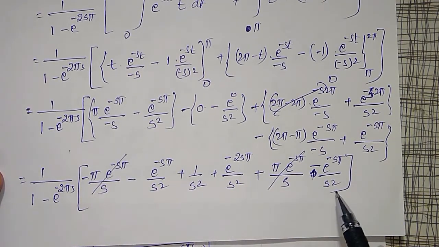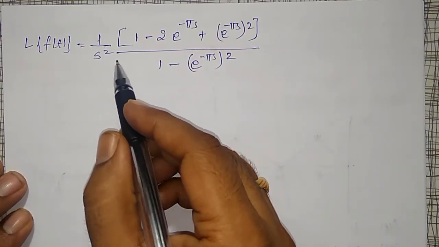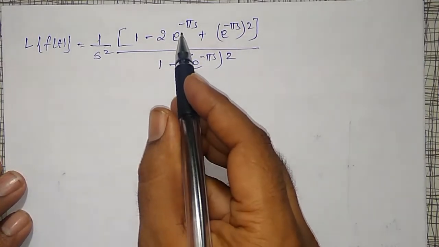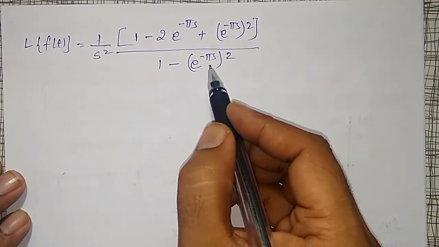In the next step, the remaining terms are only with s square, so I will take s square common, and write the numerator in simplified form. Let me go to the next step here. By simplifying this, I am going to write 1 by s square common, 1 minus 2 e to the power minus pi s, plus e to the power minus pi s the whole square, and the denominator like this.